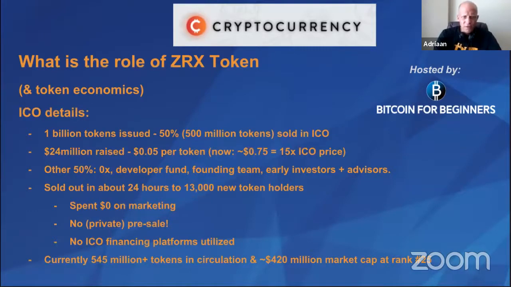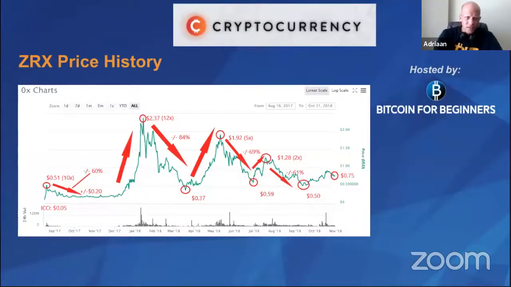Currently, there are 545 million tokens in circulation, and that means about a 420 million market cap for 0x, and they rank at number 25. So, a small overview of the price history since launch.